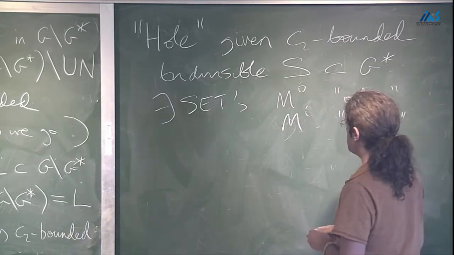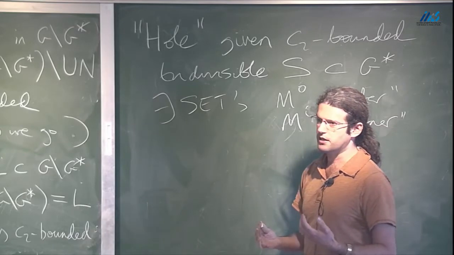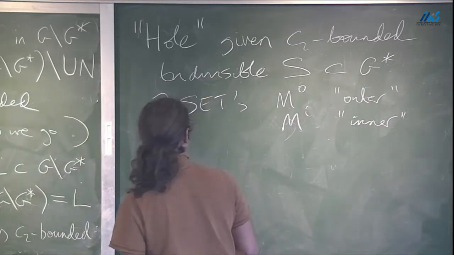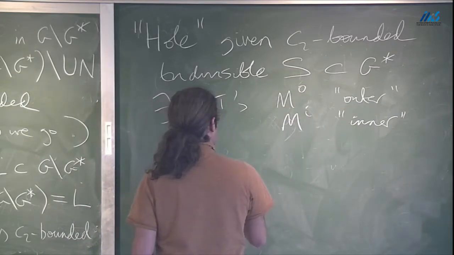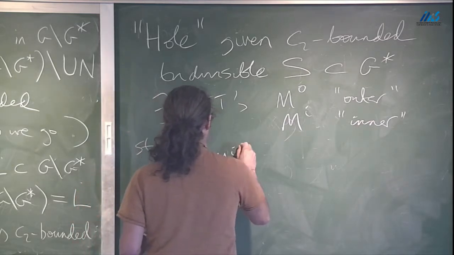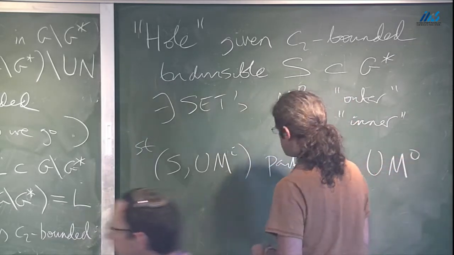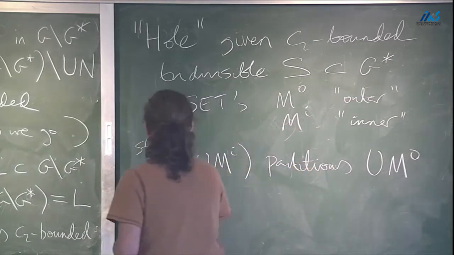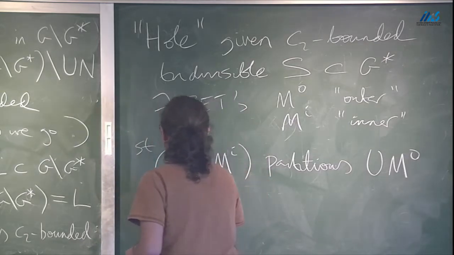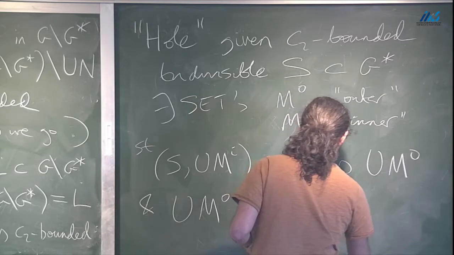These are going to be two sets of edge disjoint triangles. When you take their unions, one is a subgraph of the other, and the difference between them is precisely this spill. Such that S and the union of the inner set partitions the subgraph formed by the outer set. And I also want some boundedness condition: the union of the outer set is C3 bounded, so some new constant.